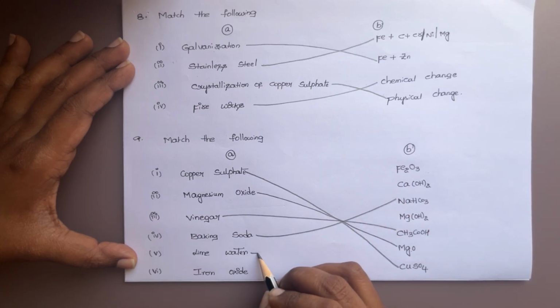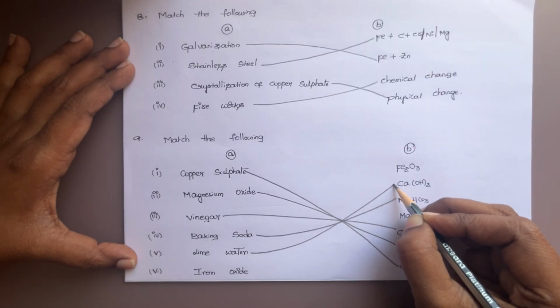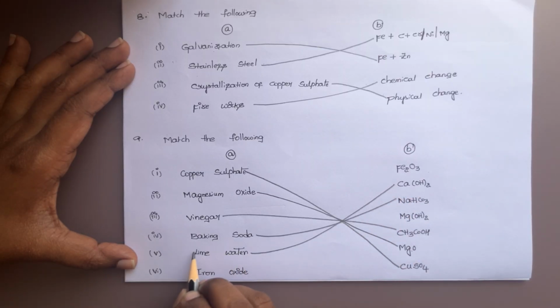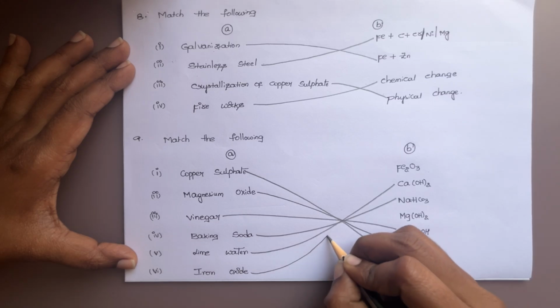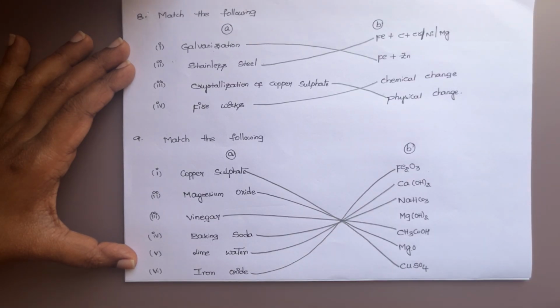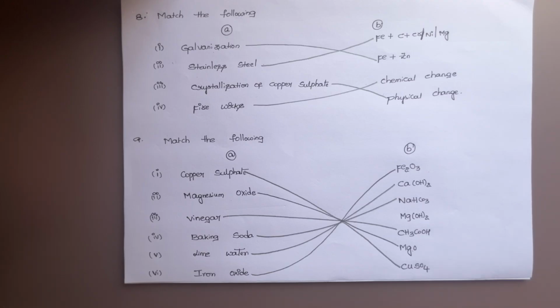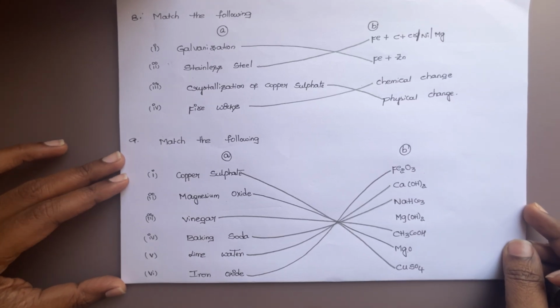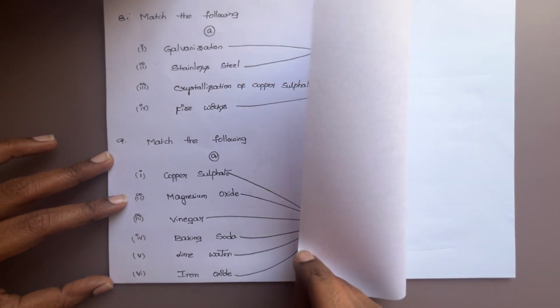Lime water, we have calcium hydroxide. What is the use of lime water? To detect the carbon dioxide. Standard test for carbon dioxide. Iron oxide. Iron oxide is Fe2O3. So these are the match the following answers. With this, all answers I have covered.